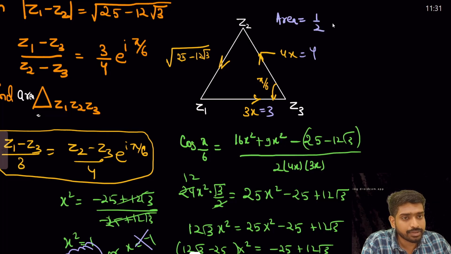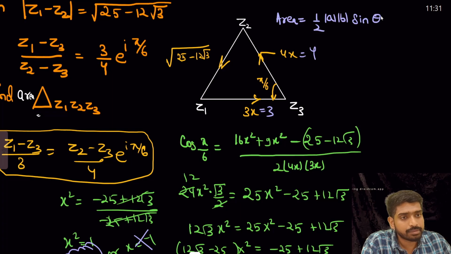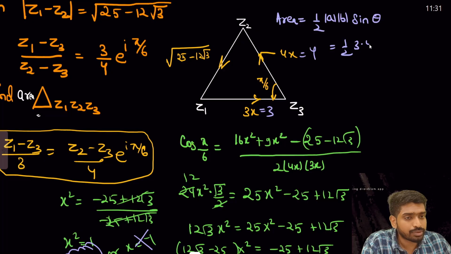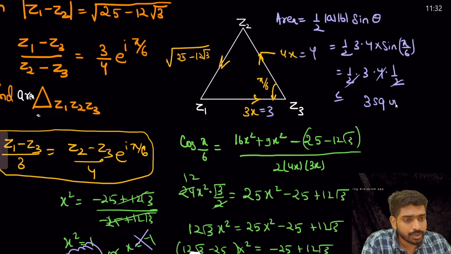Area of a triangle is half times any two side lengths a into b, multiplied by the sine of the angle between them. Right. So this will be half, this side length we got 3, this side length we got 4, multiplied by sine of 5 by 6. Sine 30 degrees is 1 by 2. Here we'll get 1 by 2 multiplied by 3 multiplied by 4 multiplied by 1. We'll get the answer as 3 square units.